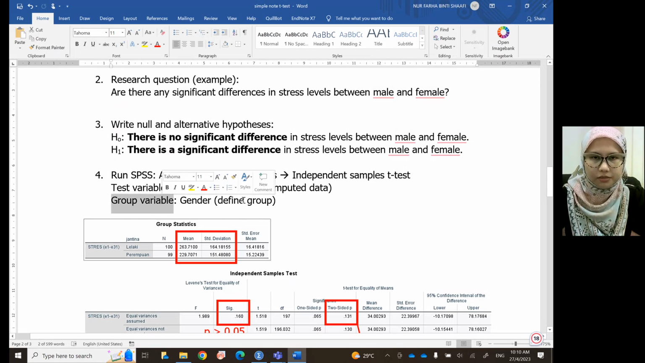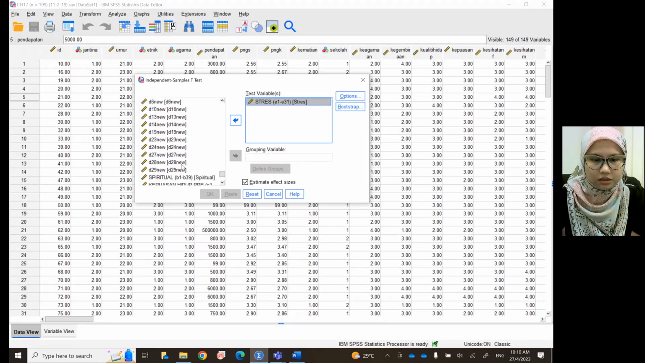For the group variable, you need to put the gender from the demographic data. Why? Because you are looking for male and female, and male and female is under gender. So for gender here, you need to go to the demographic data, Jantina. Put it under grouping variable, and then you need to define group.